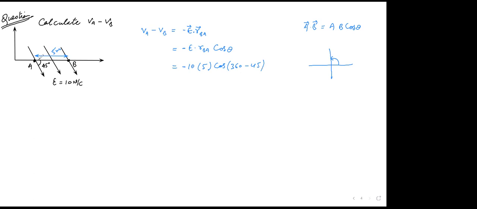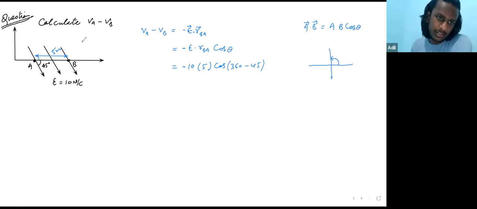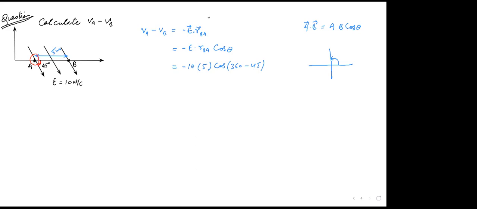This whole value is 360. But in 360, it is 45. So we can take it as 360 minus 45. And cos of 360 minus 45 is again converted into the same value.